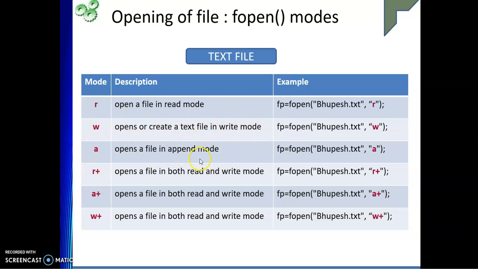A, or the append mode. R plus opens the file in both read and write mode. A plus opens the file in both read and write mode. That is appending we are talking about. W plus also opens in both read and write mode.